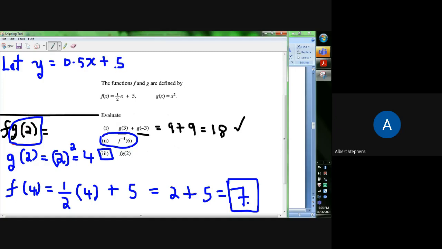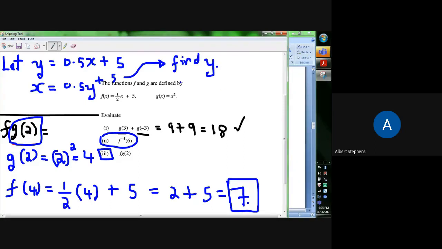What's the next step, class? You're going to interchange x and y. So where y is, you put x, and where x is, you put y, plus 5. And the next step is that we're going to find y.